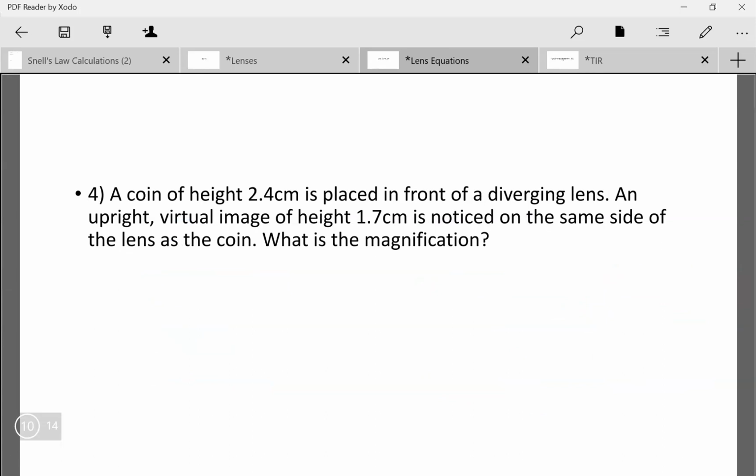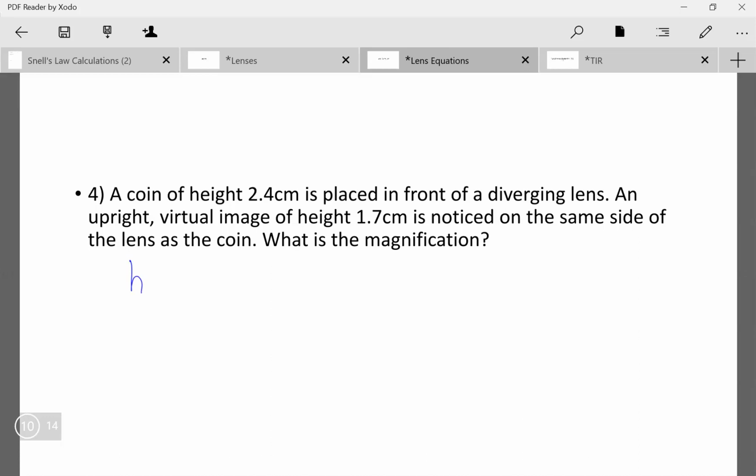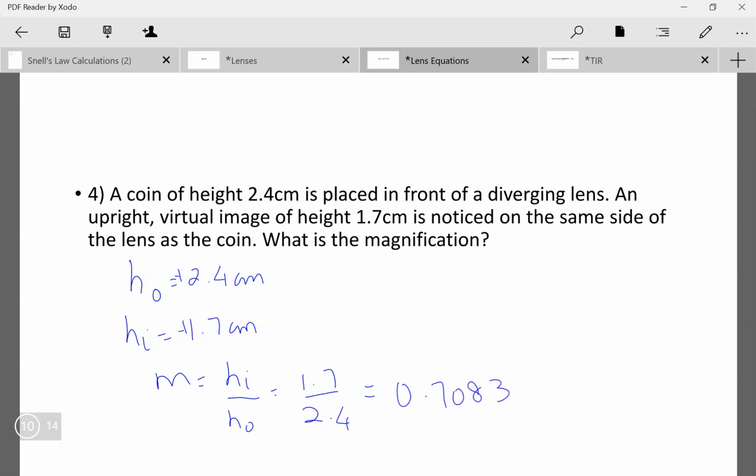A coin of height 2.4 centimeters. So height of object is 2.4 centimeters. Upright virtual image, height of image is 1.7 centimeters. Positive again because it's upright and virtual. What is magnification? HI over HO, 1.7 over 2.4. 1.7 over 2.4 is 0.7083. And now the magnification is less than 1 because your image is getting smaller. All right, so that was hopefully an easy-ish question.